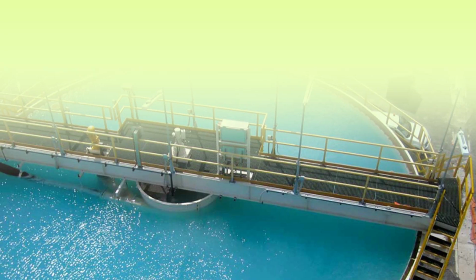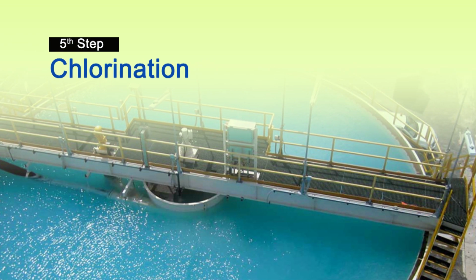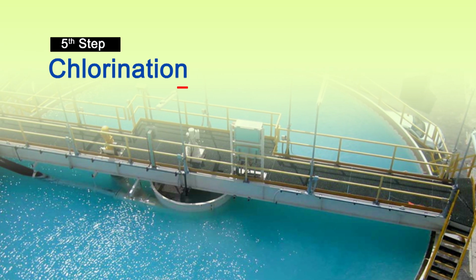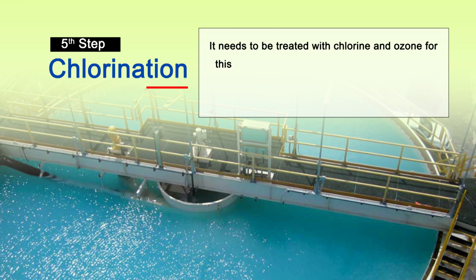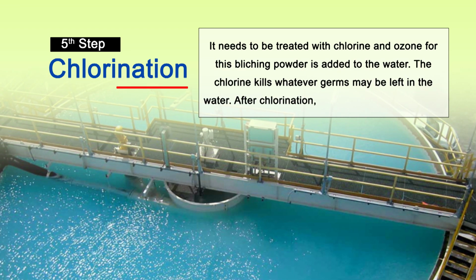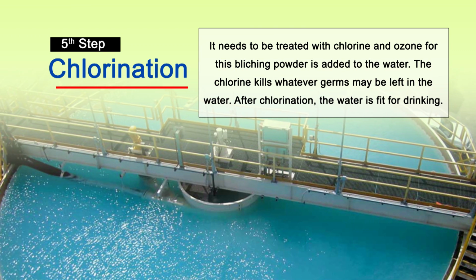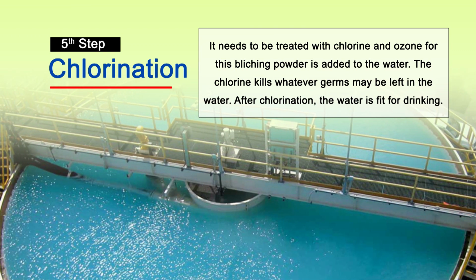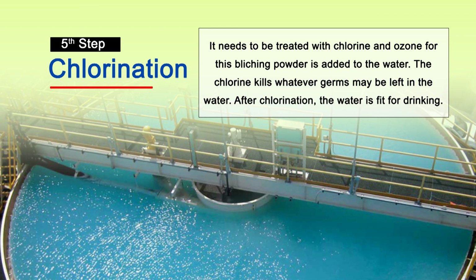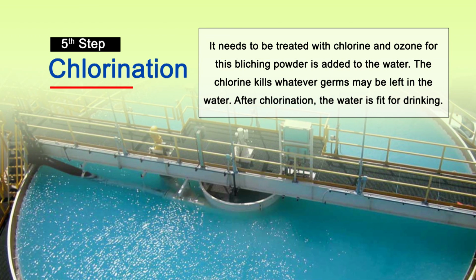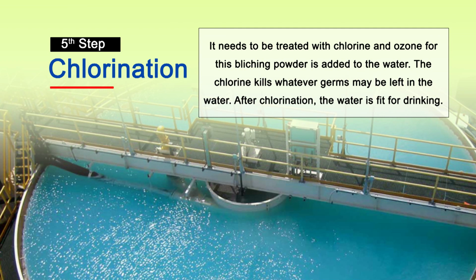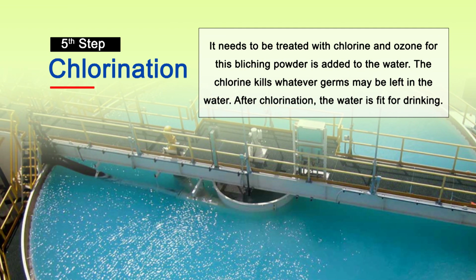The fifth step is chlorination. Water purified through aeration is not fit for human use or consumption. It has a very low level of organic material and suspended matter. It needs to be treated with chlorine and ozone. For this, bleaching powder is added to the water. The chlorine kills whatever germs may be left in the water and after chlorination, the water is fit for drinking.